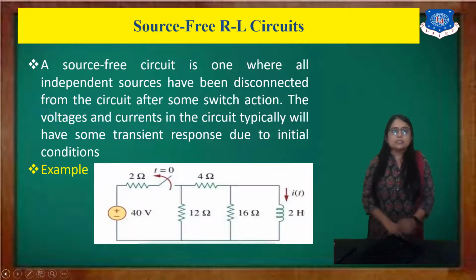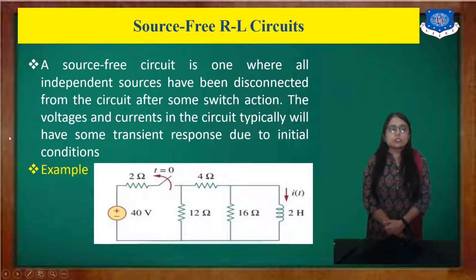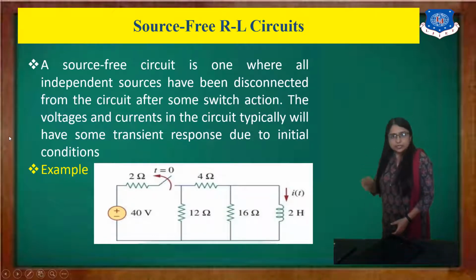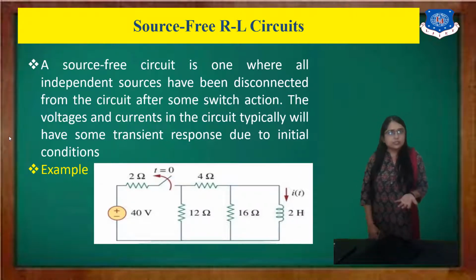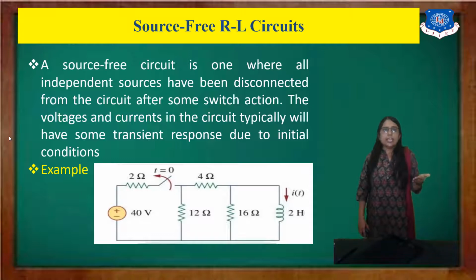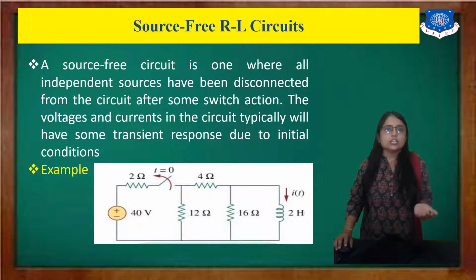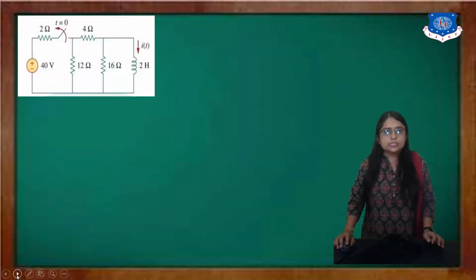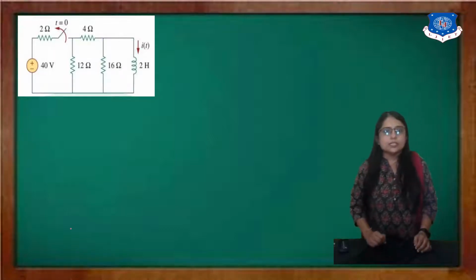Now the example is this. See here the switching: at t equal to 0, my switch is open. Before that, the 40 volt source is connected to the circuit. So what will happen? Because of this 40 volt, there is some energy in the inductor. After that switching action, you will get some transient response because of that initial condition. So this is what a source-free RL circuit is. Now let's discuss this in detail. This is an example of a source-free RL circuit.